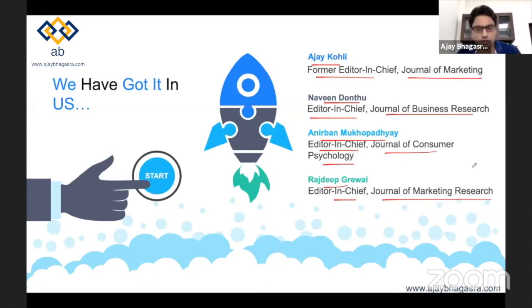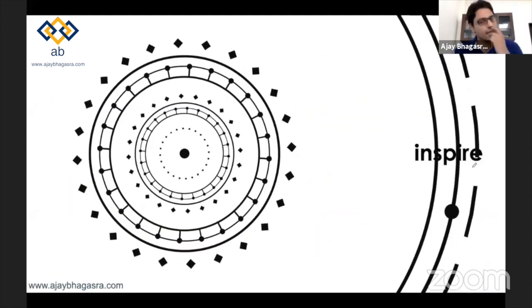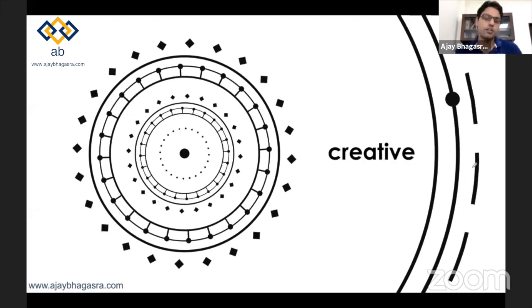I have a huge list and I can spend a lot of time on this. Why I'm showing this to you: these are all people of Indian origin. We Indians have the capability to head the top journals of this world. Can we not publish in them? Obviously we can. It is just that we have to be a little careful in what we are doing, how we are submitting, and what we should be taking care of. So with this, I think we should be inspiring creative research.